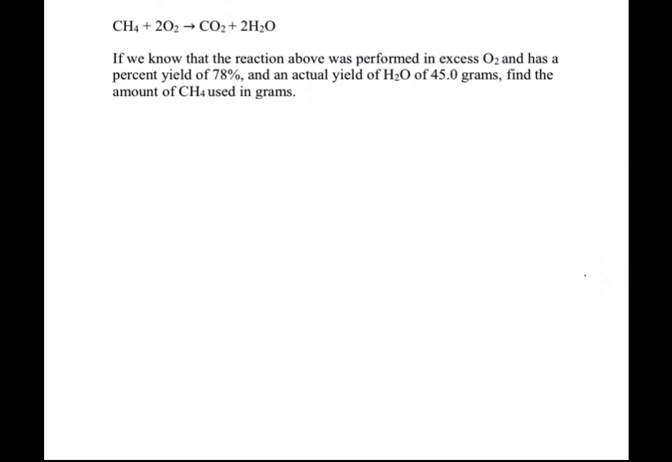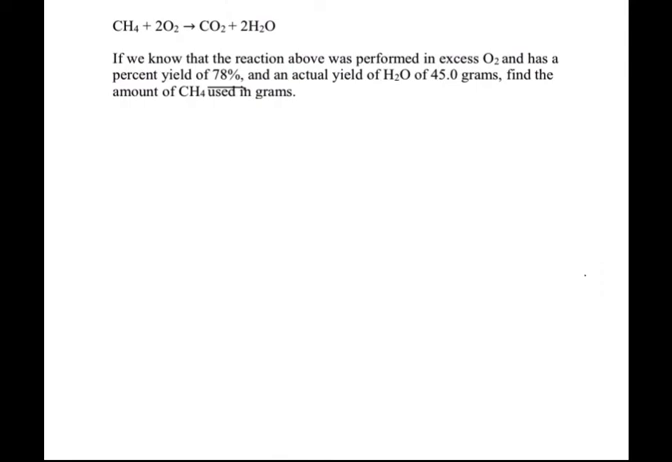Our second problem is a little harder. So we're given a reaction, and we're told, if we know that the reaction above was performed in excess O2 and has a percent yield of 78% and an actual yield of H2O of 45 grams, we want to find the amount of CH4 that was initially used in grams. So in this one, we're already given our percent yield of 78%, and we're given an actual yield of 45 grams of H2O. And we want to know how much CH4 we use.